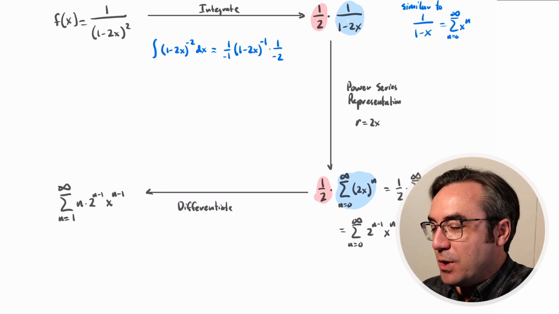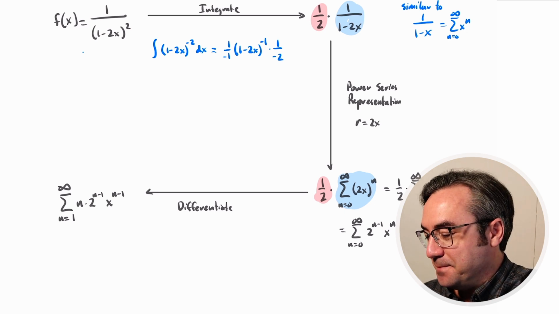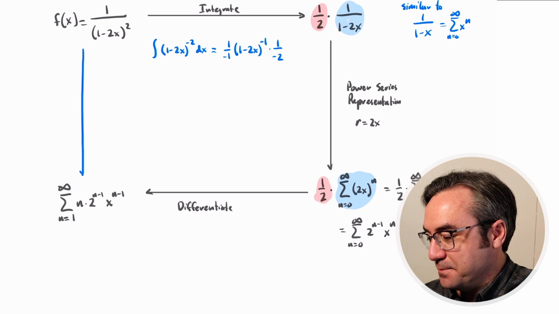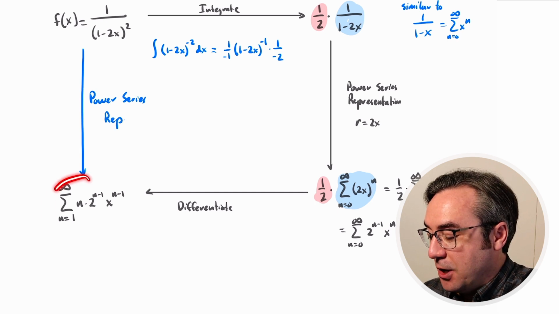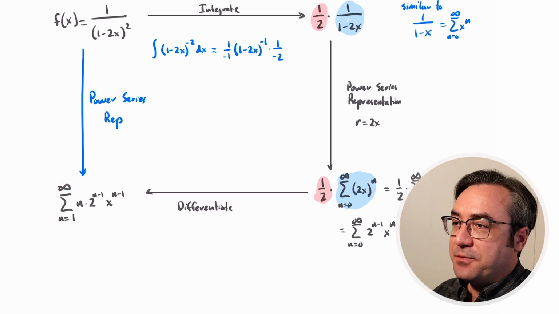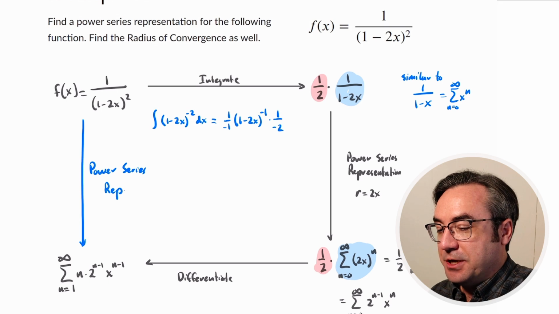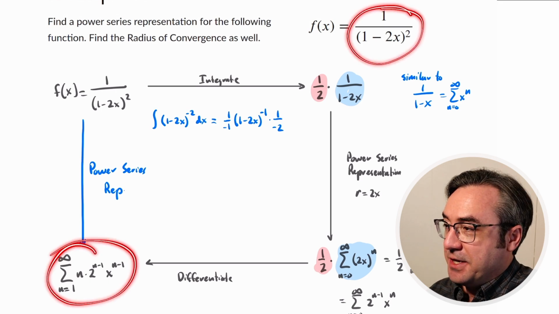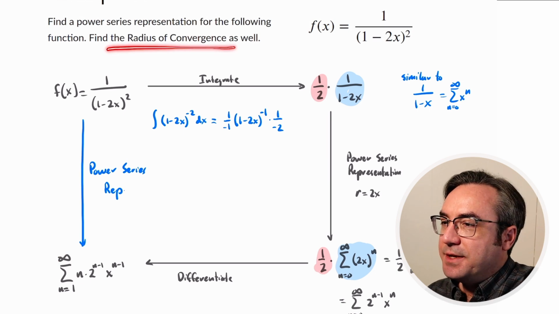So what do we have? Well, we have our power series representation now. So this is the one we wanted. All right, so we've answered the first part of this. We've got a power series representation for our function. So there it is. And the second part is we've got to find the radius of convergence.